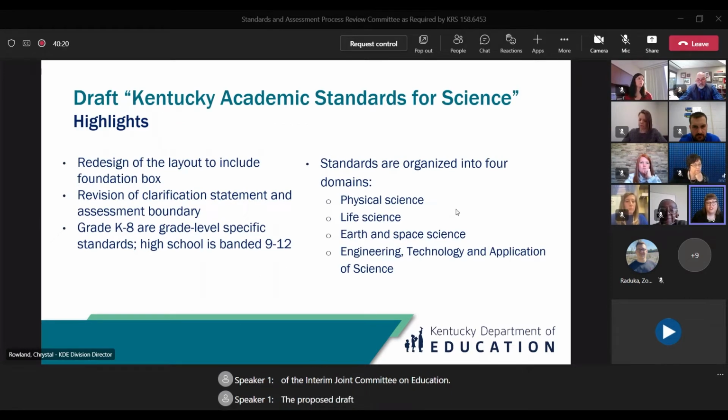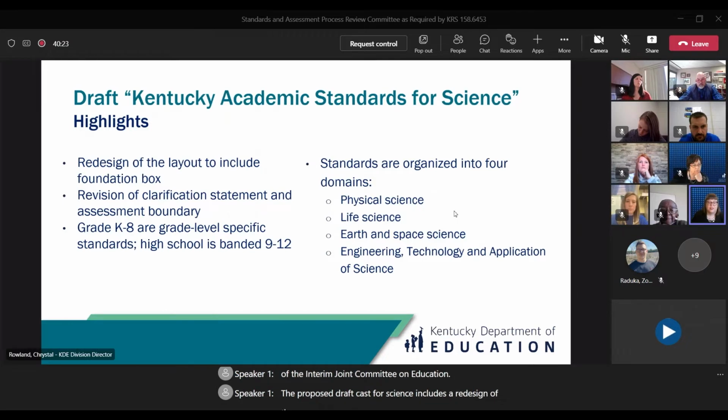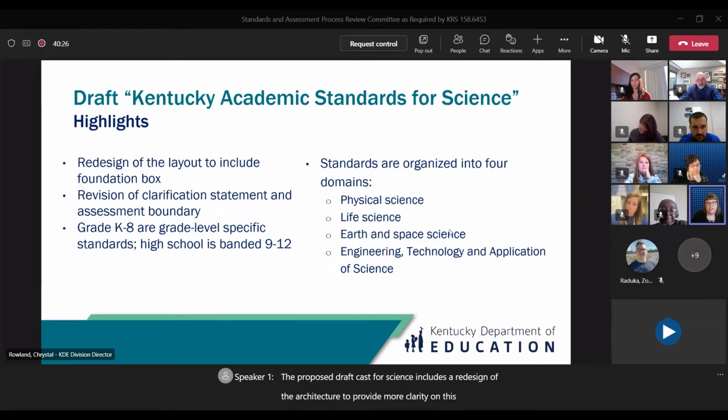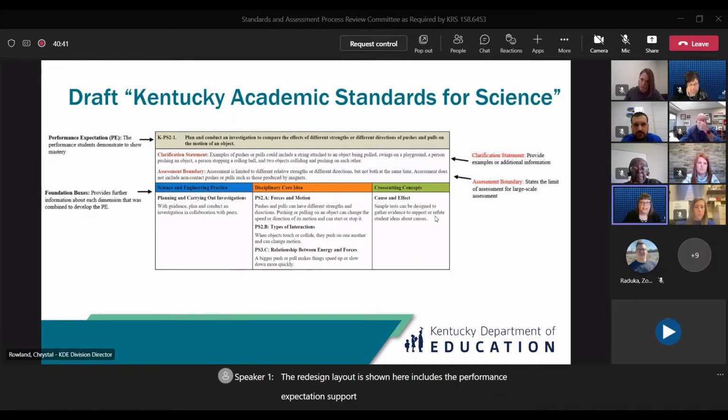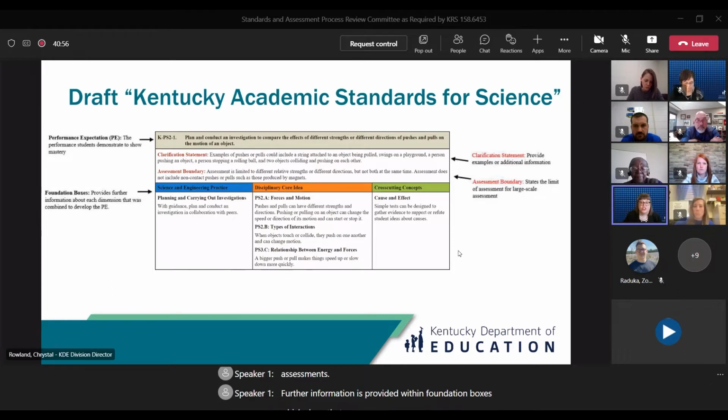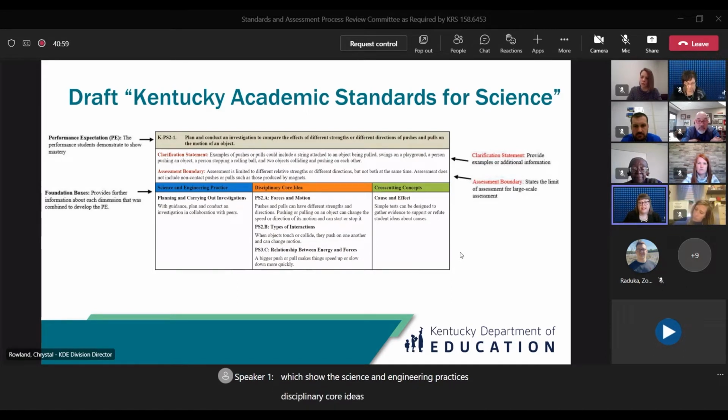The proposed draft CAS for Science includes a redesign of the architecture to provide more clarity on the standards expectation for the grade level, and this was a concern that was elevated through the feedback process on the current standards. The redesign layout, as shown here, includes the performance expectation, supported by a clarification statement that provides examples and additional information, as well as an assessment boundary, providing limitations for large-scale assessments. Further information is provided within foundation boxes, which show the science and engineering practices, disciplinary core ideas, and cross-cutting concepts that combine to develop that performance expectation.